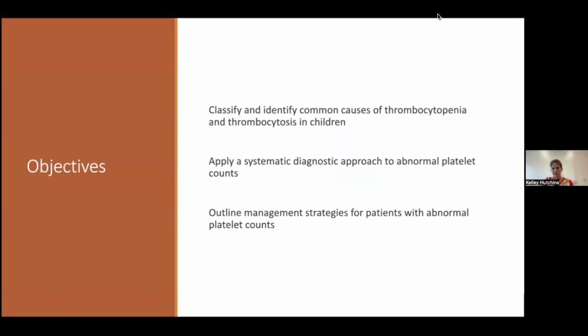Alrighty, so our objectives for today, and apologies if it came across as other ones, but the primary objectives today will be to classify and identify common causes of both thrombocytopenia and thrombocytosis in children, to then apply a systematic diagnostic approach to abnormal platelet counts, and then to outline some management strategies for patients with abnormal platelet counts.